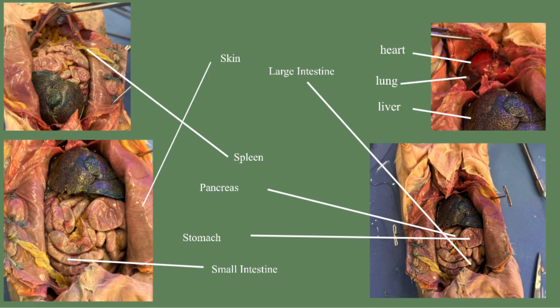The next slide is the dissection. I labeled the skin, the spleen, the pancreas, stomach, the small intestine, the heart, lung, liver, and large intestine.